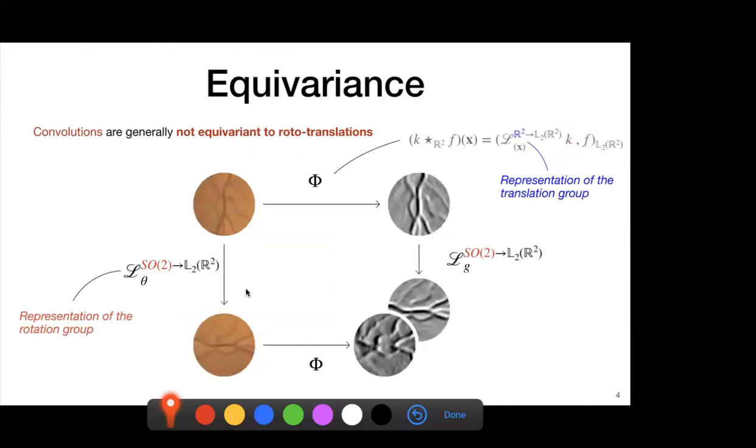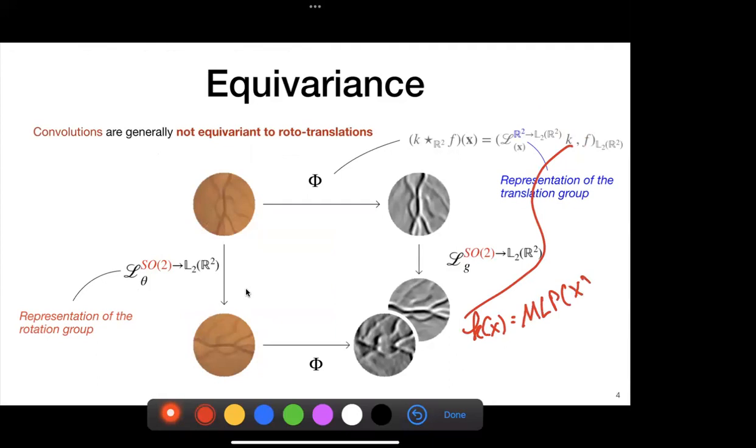So, for example, what's often done is, let's say the kernel is a function of x that's parameterized with a neural network, an MLP, which takes as input the x and spits out the kernel values. So now I have a continuous function which I can compute with, and then if I need to implement a group convolution, I just need to first transform the coordinate that I want to sample, and then feed it to the MLP.